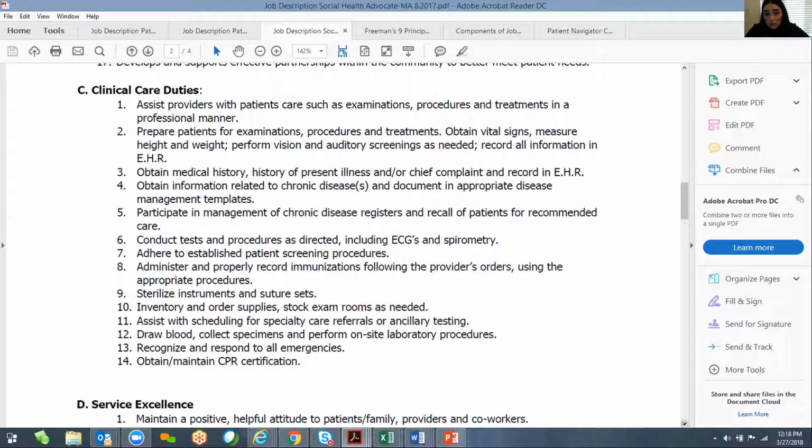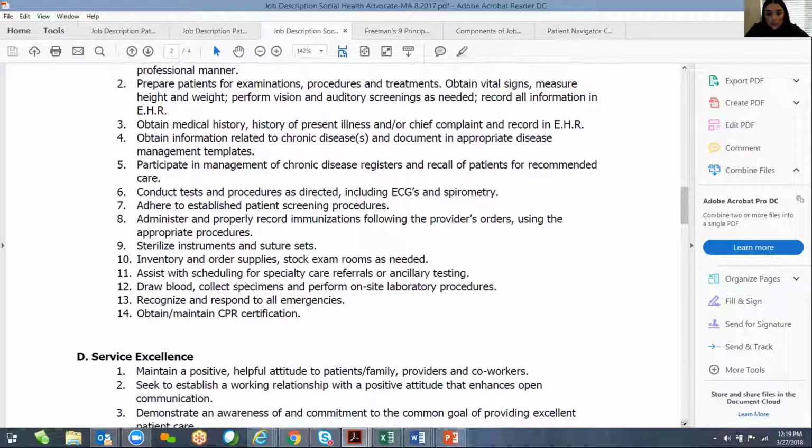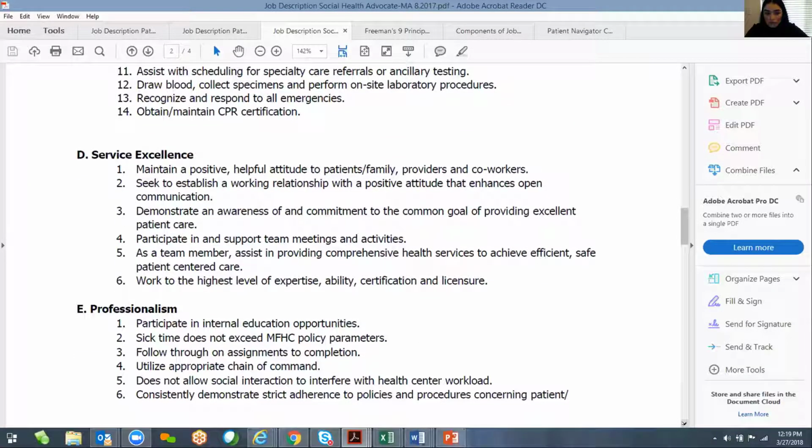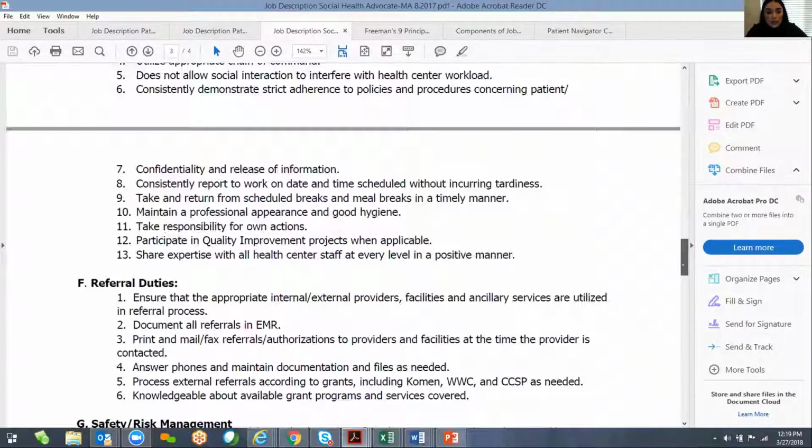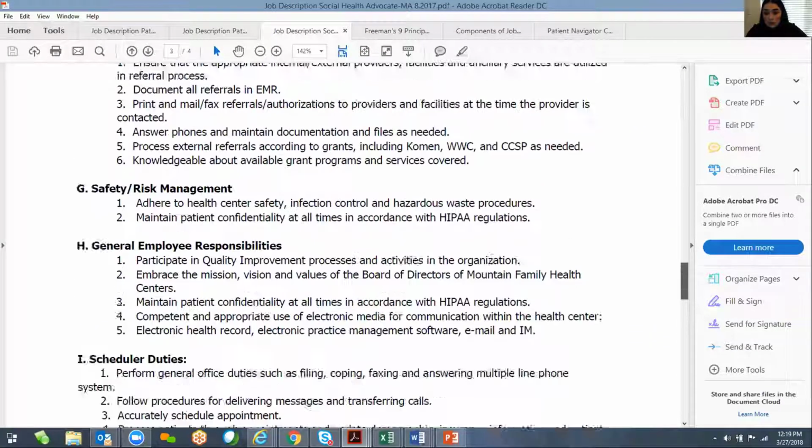Right now, we have this portion because we have one particular provider for our care coordination department. Therefore, when she's seeing patients, one of our social health advocates is assigned to her as a medical assistant. So we want to add this portion. If it's someone on my team that doesn't do this portion, it completely gets taken out. Or sometimes we even put on here, as needed, or per the care coordination director, just to make sure that we have it on there. And then again, the stuff that's supposed to be on here as far as HR, OSHA, and your general employee responsibilities.